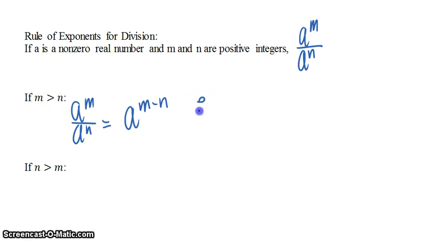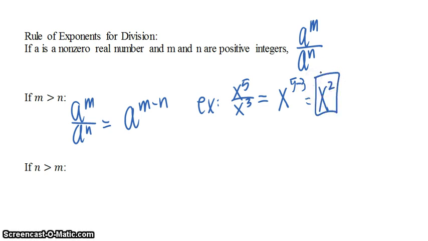So my example for this one, if I were to have x to the 5th over x to the 3rd, is the top exponent bigger than the bottom one? Yes. So I can use this rule. So I can think of this as x to the 5 minus 3, which we know is 2, so x squared. So my answer would be x squared. Now you won't have to write the 5 minus 3 every time. I'm just doing that to show you my steps.